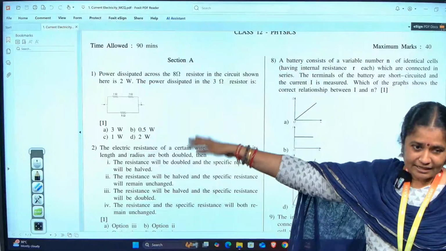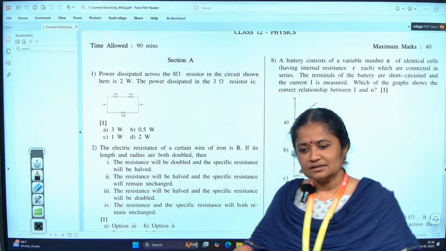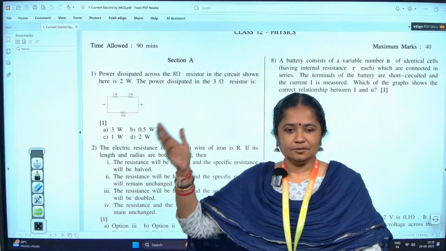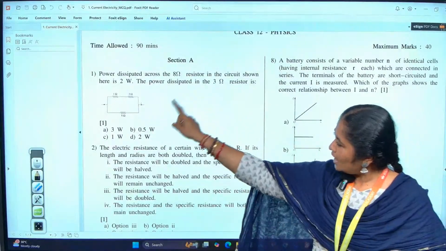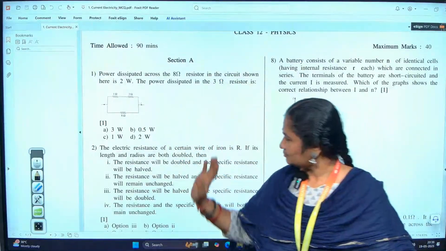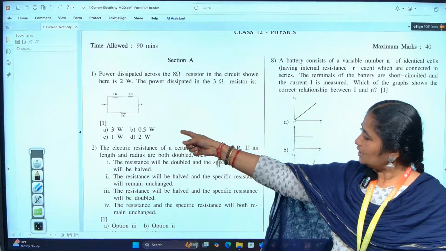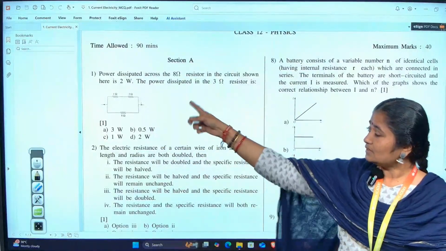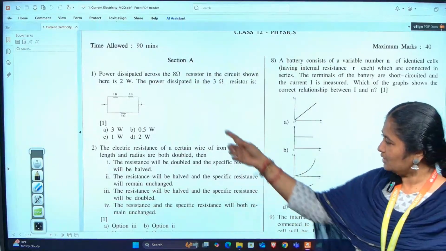How did we do it? What will be the same in the first and second branches? Potential drop will be the same. What is the formula for potential drop? By Ohm's law, V equals IR. In the first branch let the current be I1, in the second branch let it be I2. V is the same in both cases. So I1 into total resistance 4 will be equal to I2 into 8. From that we cannot get I1 and I2 individually, but we get the ratio. Otherwise, we can find I2: I2 squared into R, 8 into I2 squared, is equal to V into I, which is 2 watts. From that we can find I2. Once I2 is known, you can substitute. That is how we solved this.